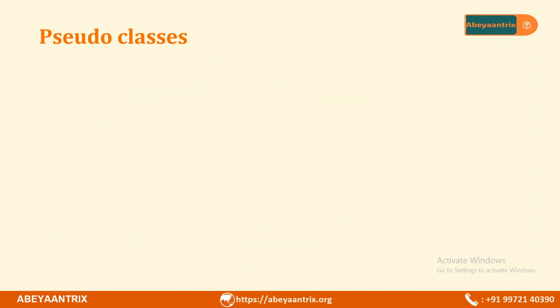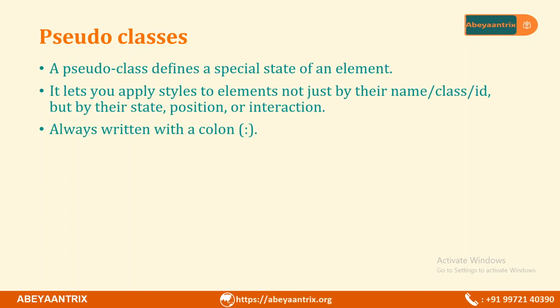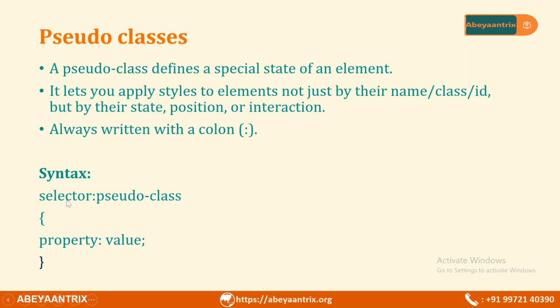Pseudo means some fake classes, right? So here pseudo classes are defined as a special state of an element, based on their state and position, not just their name, class, or ID. They're written with a colon. Here you can see the example selector we are selecting, to which we apply the pseudo class. The pseudo class may be anything, so we give the pseudo class name here. Pseudo classes are special selectors that let you style elements based on their state and position. That position or state we are going to mention here. Okay, so this way we define pseudo classes and apply the styling.